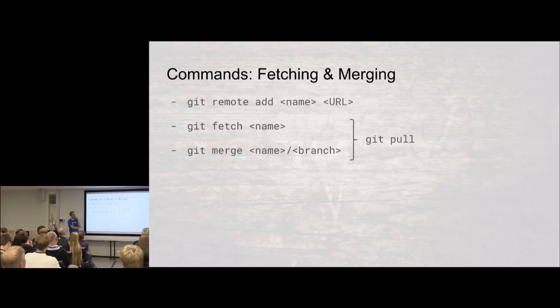To start talking to another Git repo, you use git remote add to tell Git where to contact that repo, and then you give it a shorthand name.